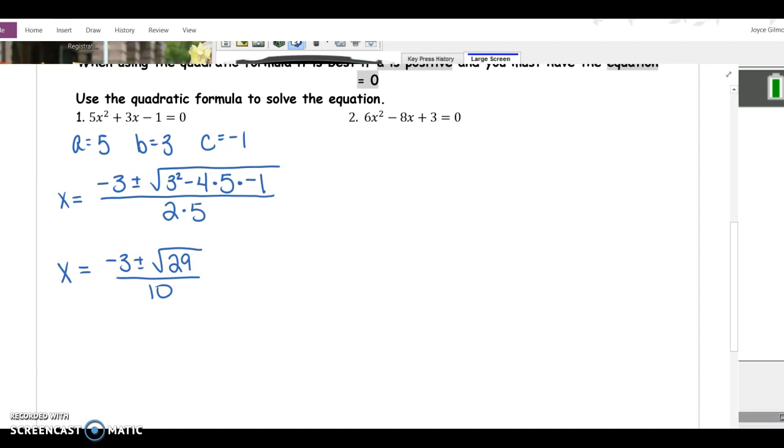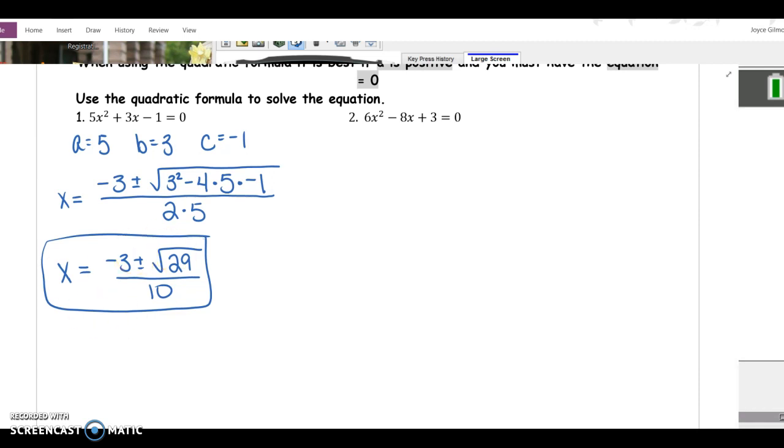Once you've simplified whatever's under the square root, you need to think about, can I simplify this square root? So can we simplify the square root of 29? 16, 9, 4, no. So this is our answer. X equals -3 plus or minus the square root of 29 over 10. On your assignments, I would allow you to leave it like that, simplified quadratic formula. But I do want you to know what this means.